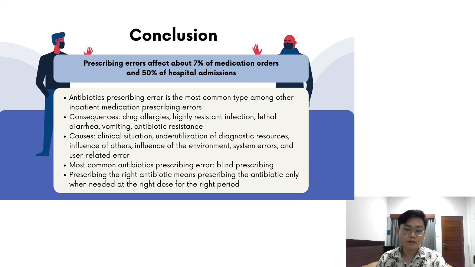These errors may be caused by clinical situation, underutilized diagnostic resources, influence of others, influence of the environment, system errors, and user-related errors. The most common antibiotic prescribing error is blind prescribing, where antibiotics are prescribed without culture or susceptibility testing. According to the CDC, the appropriate way of prescribing antibiotics is by prescribing only when needed, at the right dose, for the right period. That's all, thank you.